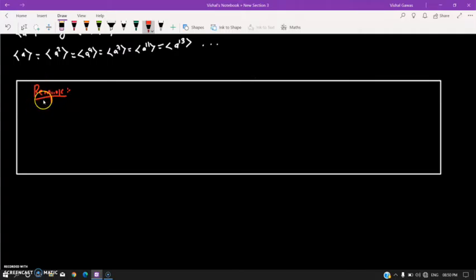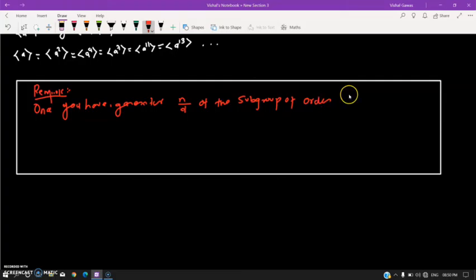Okay, what does it say? Once you have a generator, the subgroup of order n by d, where d is a divisor of n, and G is generated by a, which has order n.